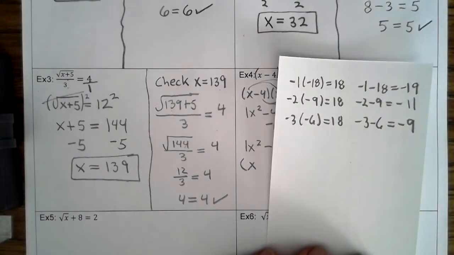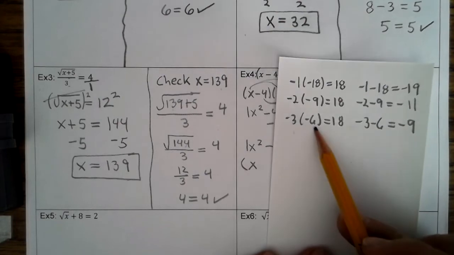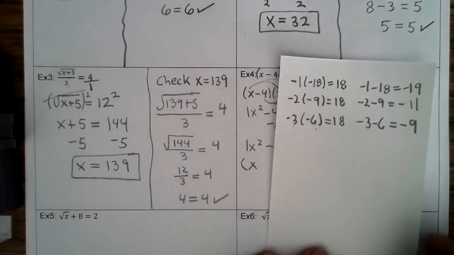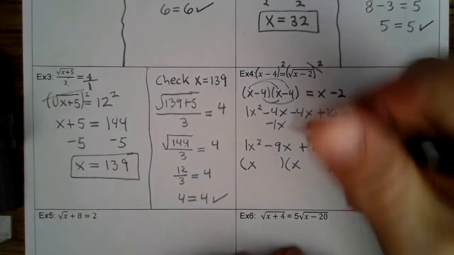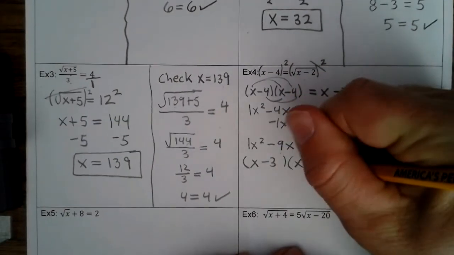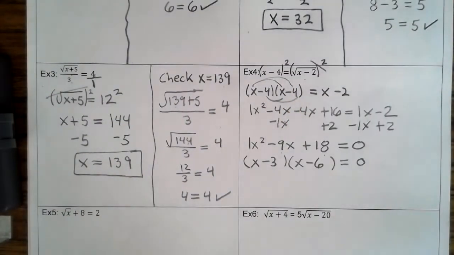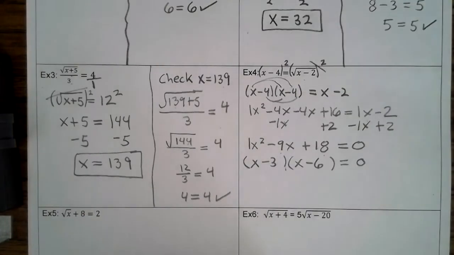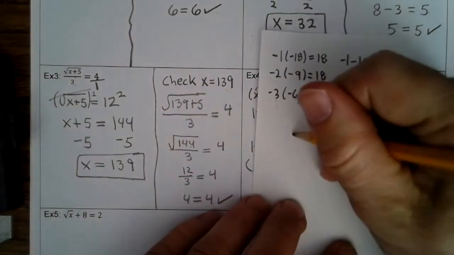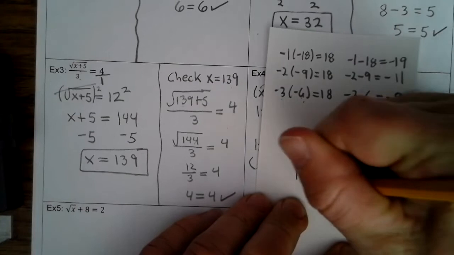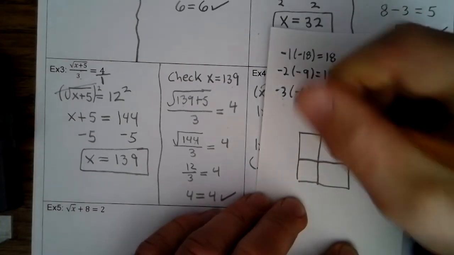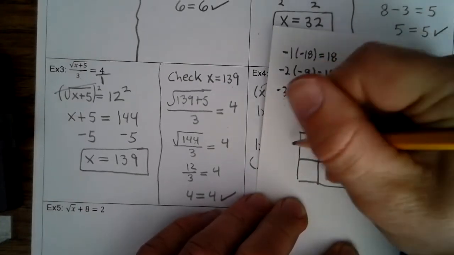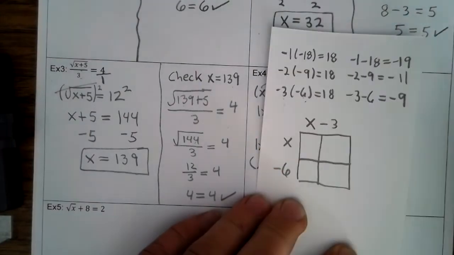So that means that works. So our factors are negative 3, negative 6. So that's x minus 3, x minus 6. And if you want to double check that that in fact is right, we can check by using the box method. So x minus 3, x minus 6.